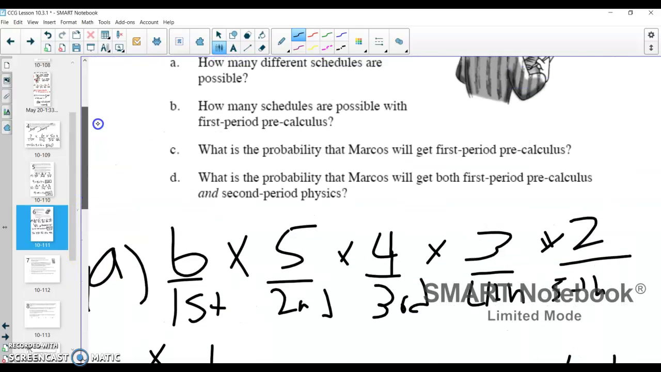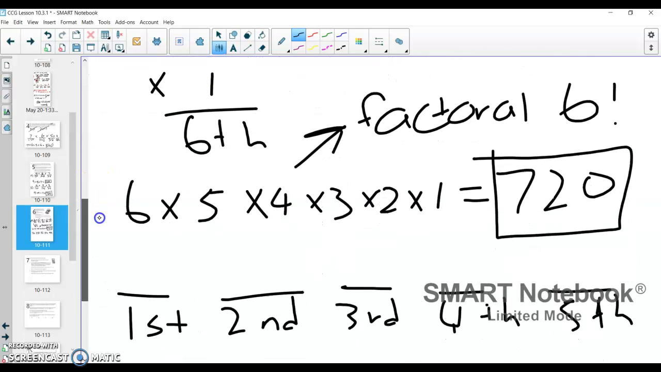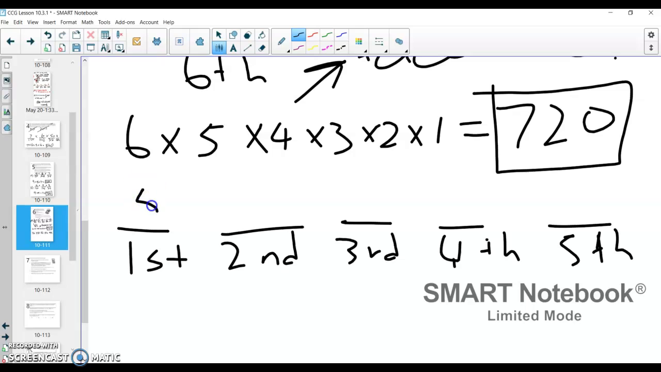And what happens here is that when we're talking about that first decision, we only have 5 choices now for the first decision because we had 6 classes to choose from, but now pre-calculus is out of it, and so we only have 5 choices. After that first choice, we have 4. After the second choice, we have 3, 2, and then 1. And now we have our decision chart laid out. And like we've done before, we multiply through here.